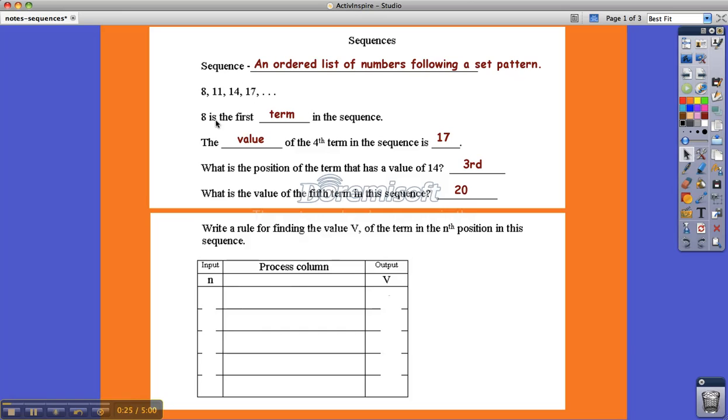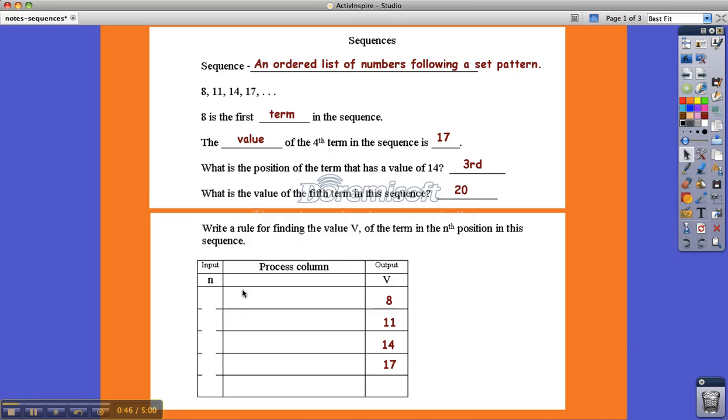So remember, we said that these are our values. 8, 11, 14, and 17 are our values that we're getting out, so they go in the output section. And this should look familiar from last year. Our input then is what? Our input is the term or the ordered list. It is the numbers that correspond with those.